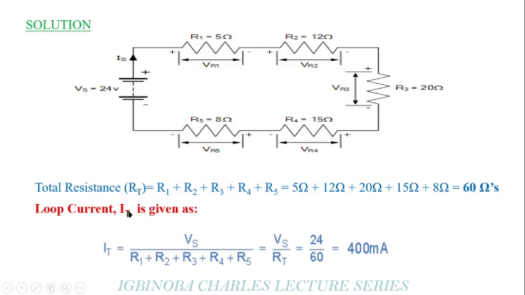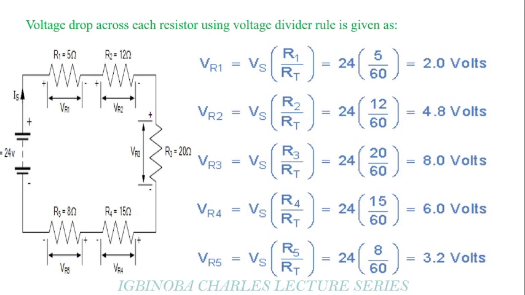Now to calculate the total current, we apply Ohm's law. IT is equal to V over R, where V is the supply voltage, 24 volts, and the total resistance is 60 ohms. When you do that calculation, you get your result as 400 milliamps, or 0.4 amps. So the next question says we should calculate the voltage drop across each resistor using the voltage divider rule.